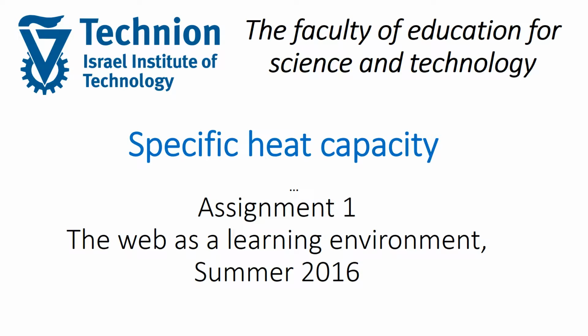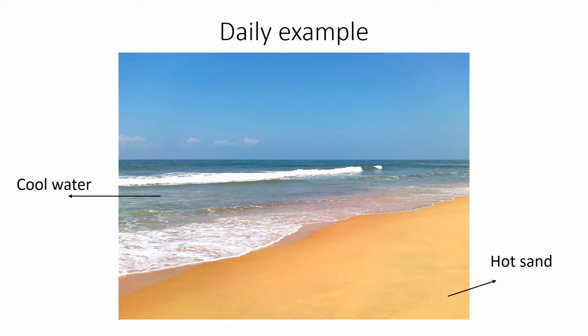Hi everyone, so today we'll discuss the subject of specific heat capacity. And before we start, let's discuss some daily examples. If we are going to the beach, especially in summer, we will feel cool water and hot sand. Anyway, the sun is warming both the water and the sand, and we can ask why the water is much cooler than the sand. An interesting question.